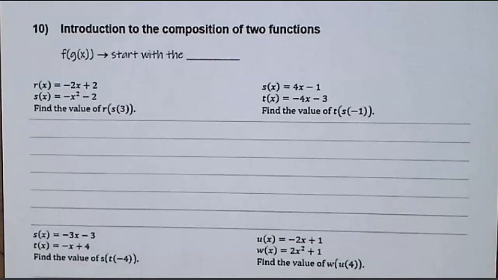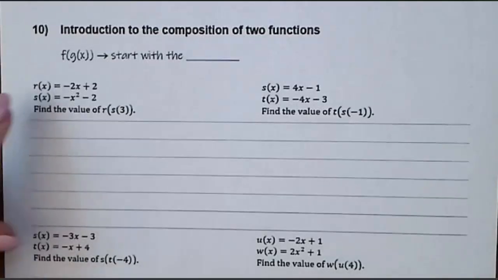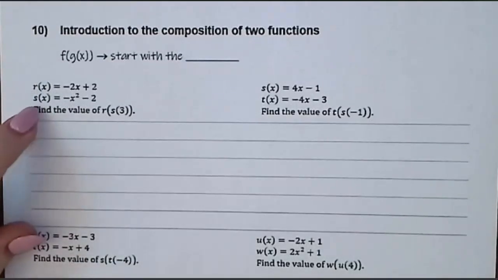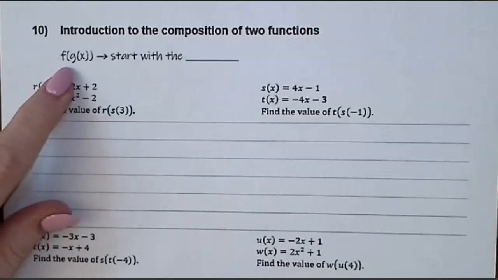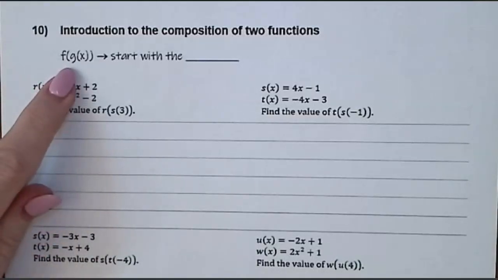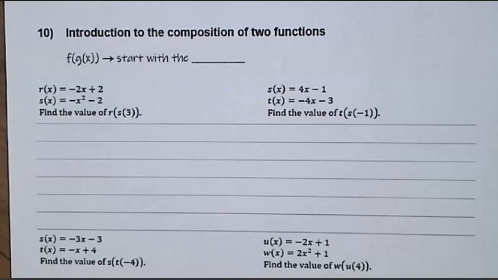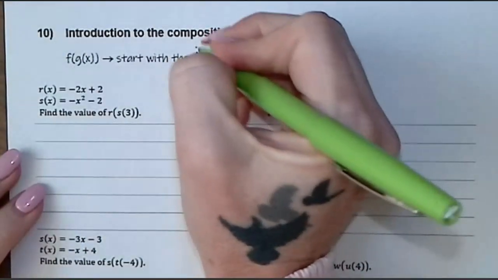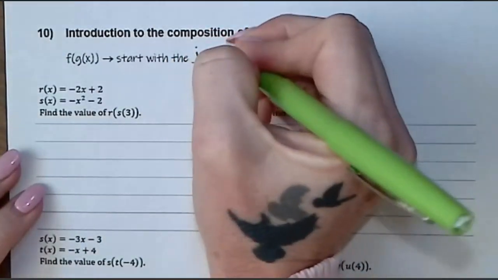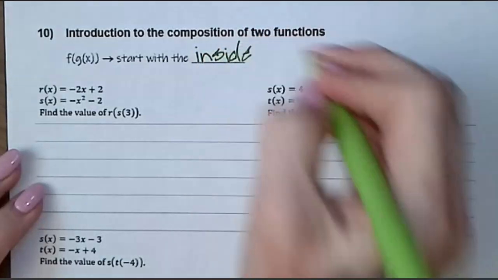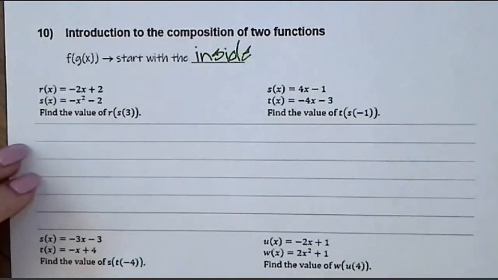We're going to look at the composition of two functions. So you're used to seeing things like this: r of x, s of x, f of x. Well, now we have this right here, and we read this as f of g of x. And when we do things like this, we always start with the inside. So that's what we're going to do first.